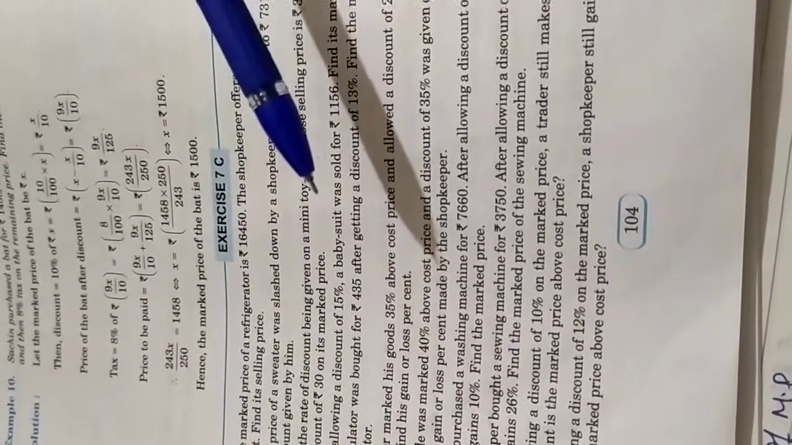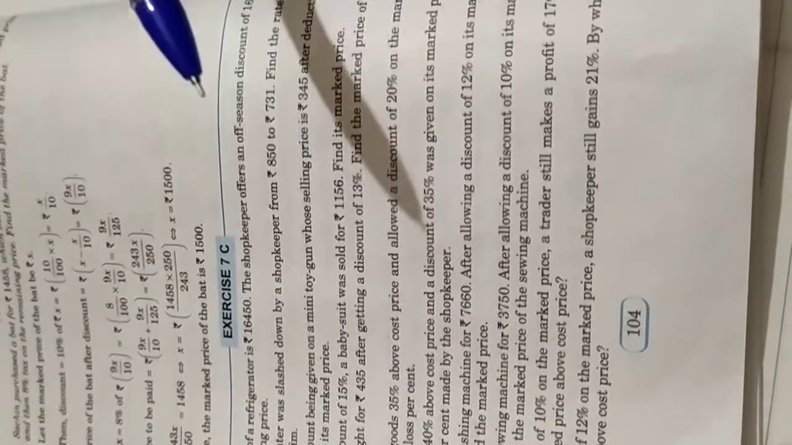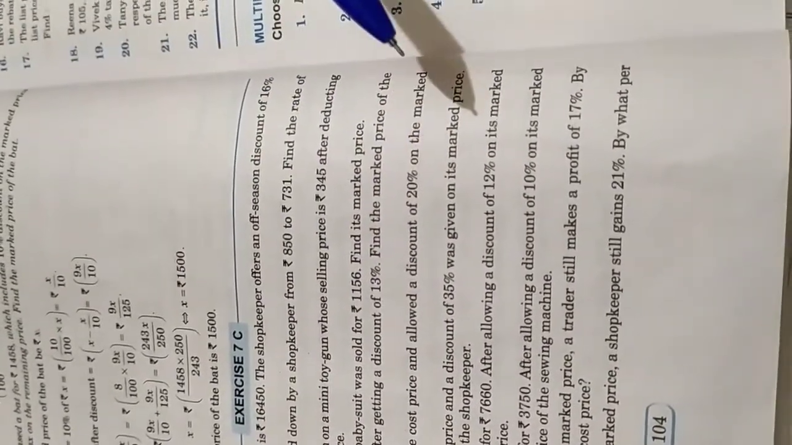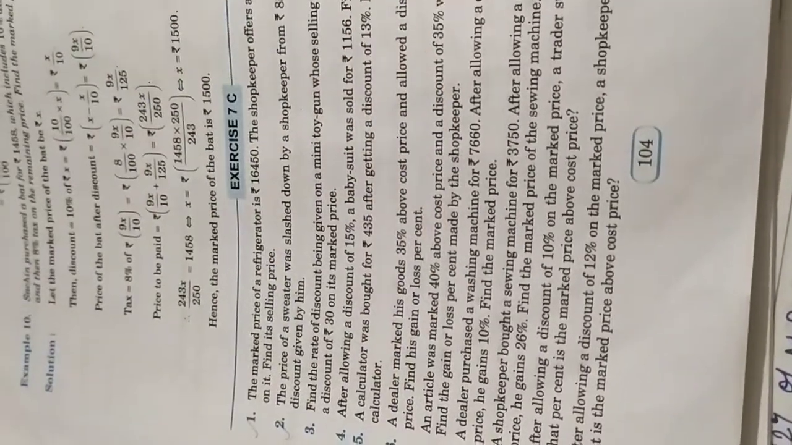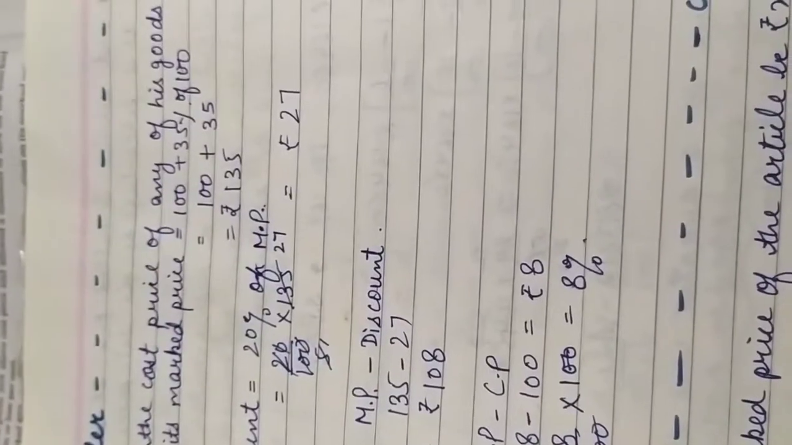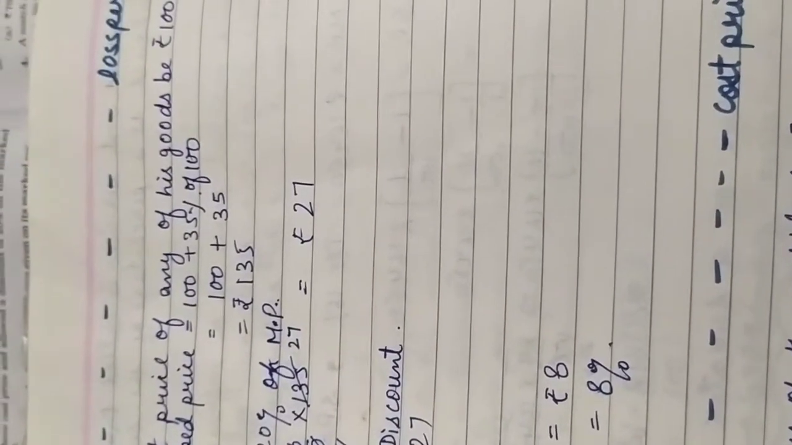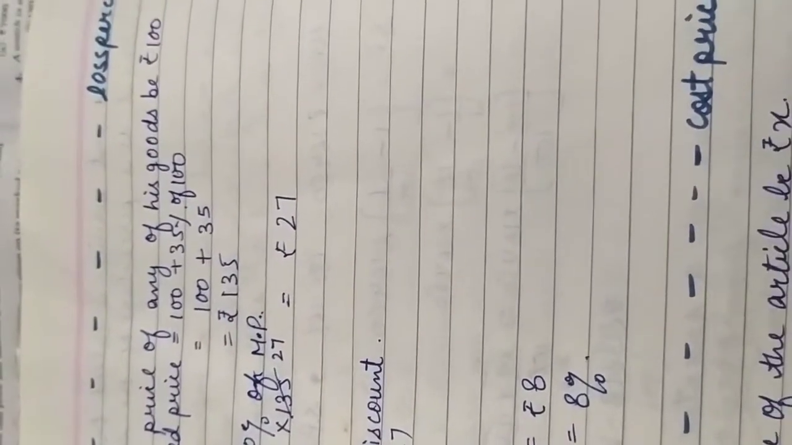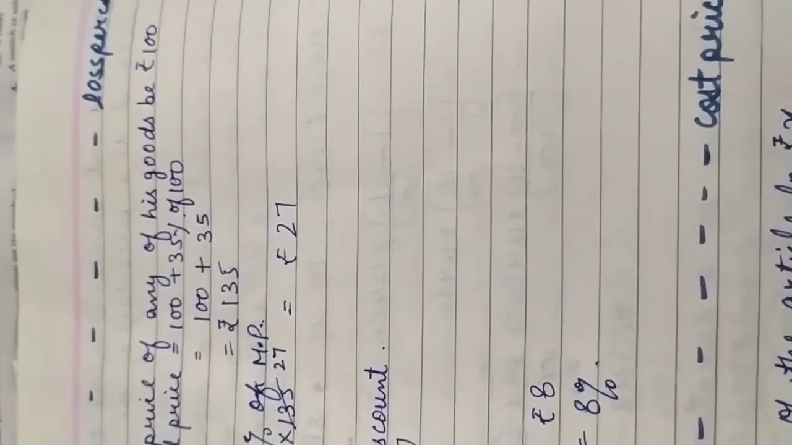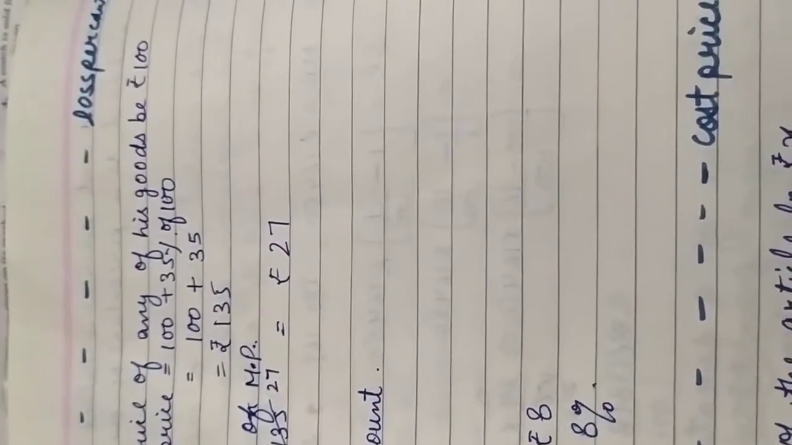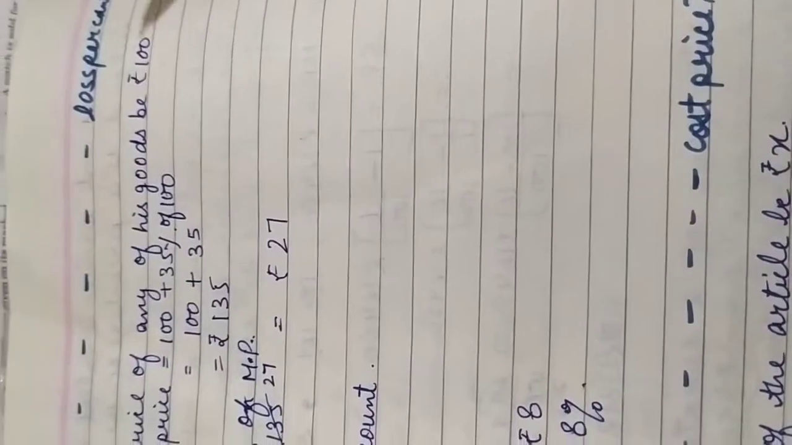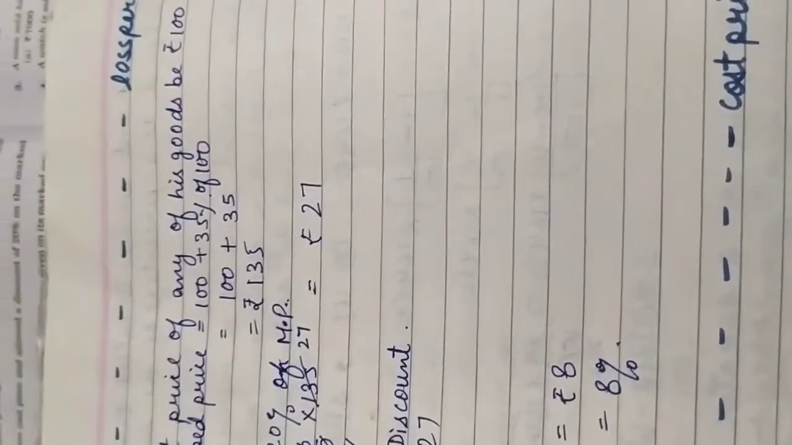A dealer marked his goods 35% above cost price and allowed a discount of 20% on the marked price. Find his gain or loss percent. So children, dealer marked his goods 35% above cost price. So first of all, we have to find the cost price, or if not given, we have to assume either X or 100. We can also assume cost price is 100. Okay, we can also do this question by assuming X, but by 100 it is very easy. So I have done with 100. Let the cost price of any of his goods be rupees 100.